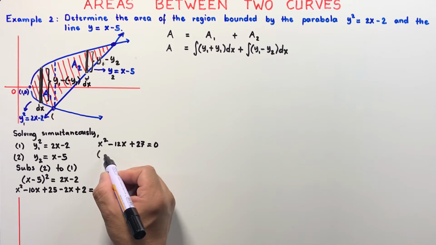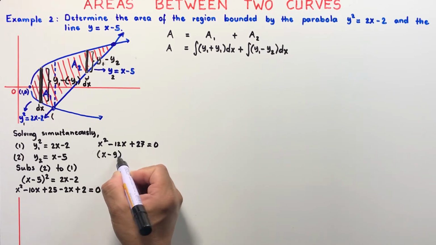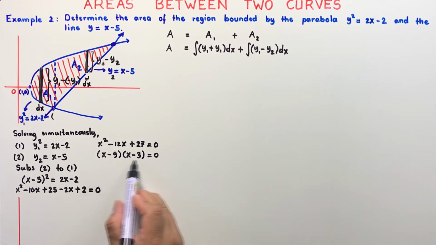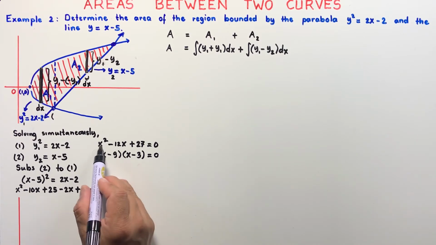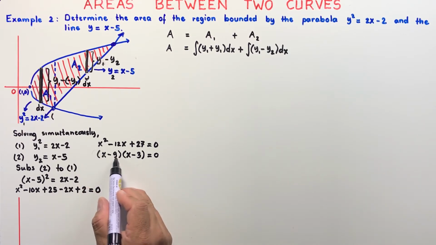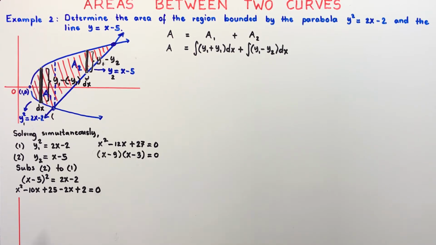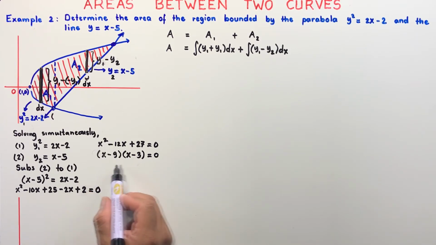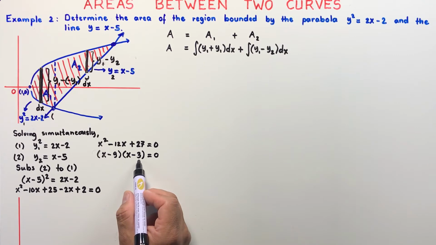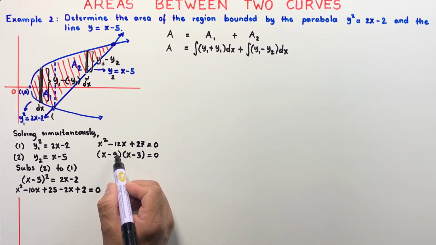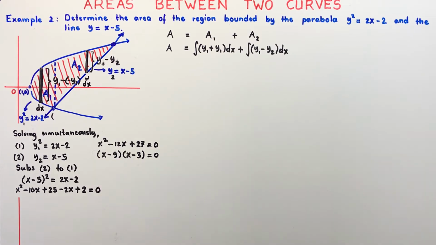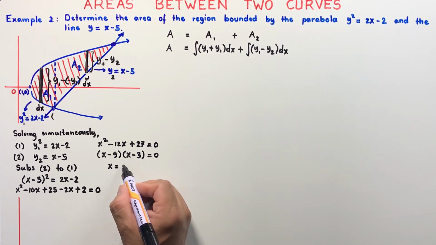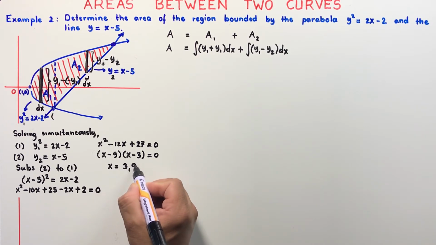But we can factor this quadratic into (x minus 9) times (x minus 3). And you can check this factoring by multiplying x to x, we have x squared here. And multiplying negative 9 and negative 3, we have positive 27. And to get the middle term, we multiply negative 9x and this one, which is negative 3x, and add them. So negative 9x plus the negative 3x, we have negative 12x. And equating these factors to 0, we have the roots of the equation, which are 3 and 9.